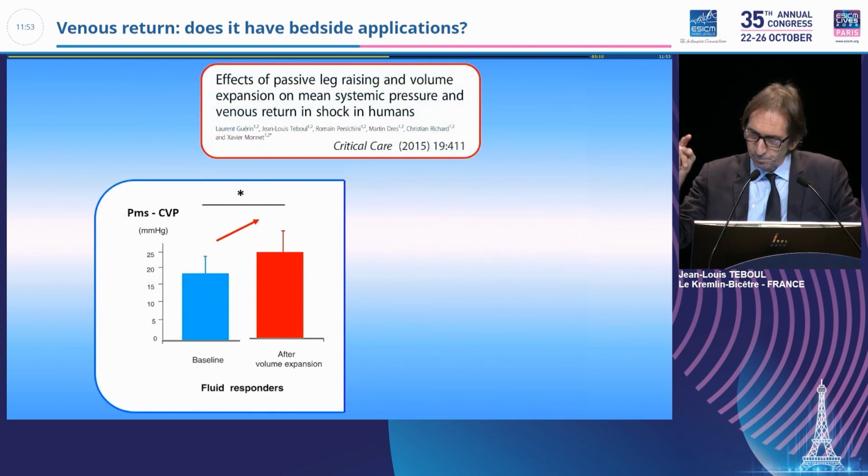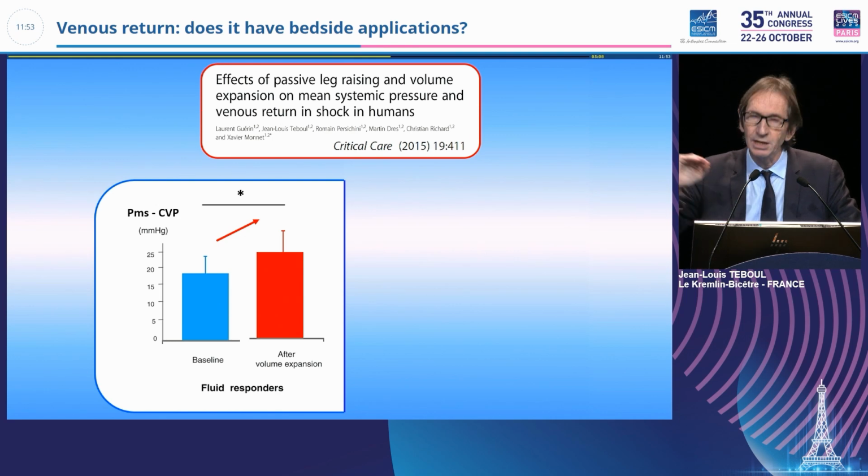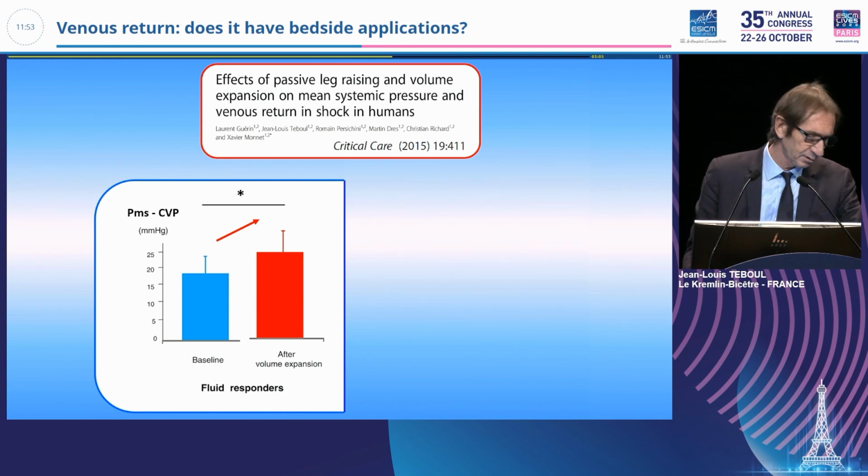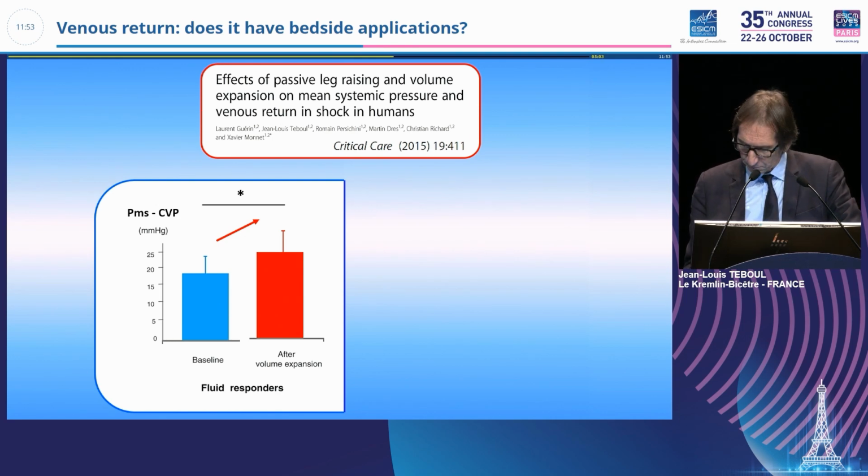We found that in fluid-responsive patients, there was an increase in the venous return pressure gradient, the difference between the mean systemic pressure and CVP.